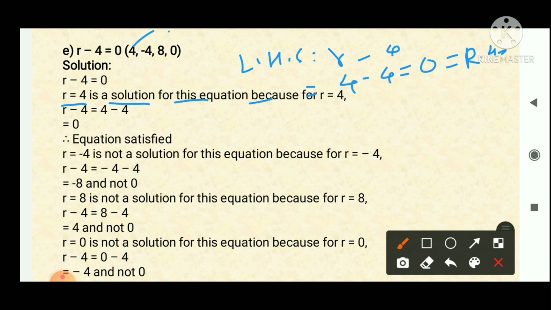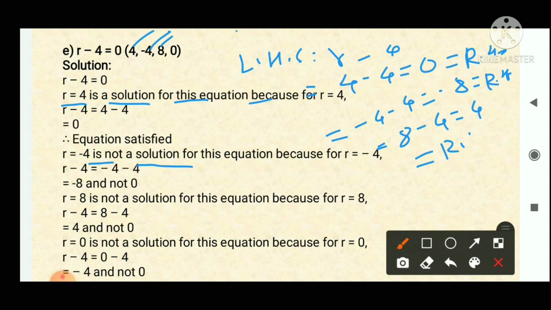Now we take the value of r equal to minus 4. So here minus 4 minus 4 is minus 8, which is not equal to the right hand side. So r is equal to minus 4 is not a solution for this equation. Now we put the value of r equal to 8. 8 minus 4 is equal to 4, which is not equal to the right hand side. Means the equation is not satisfied. So r is equal to 8 is not a solution for this equation.